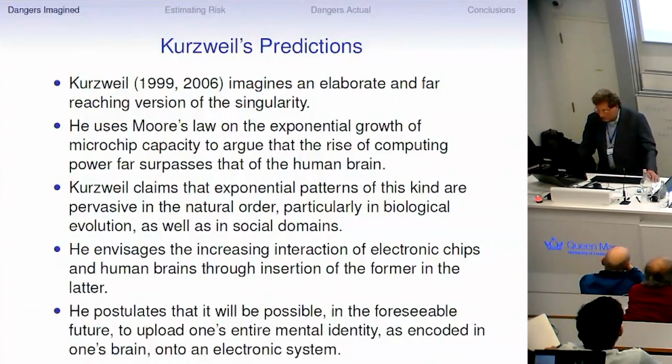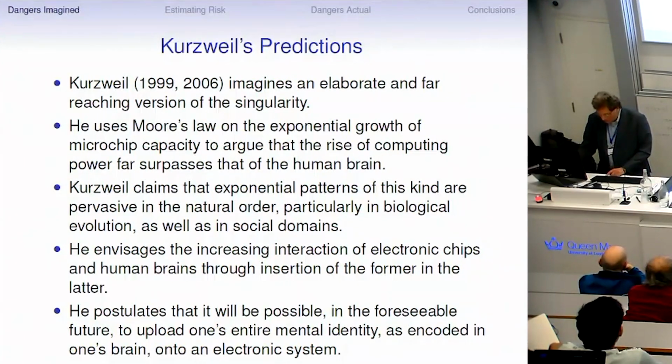He even goes as far as to say that he foresees a situation in the future where people can and do upload their entire mental identity as encoded in the brain onto an electronic circuit board. Okay, so this is why he calls these devices spiritual machines. So that's Kurzweil. You'll get a sense of how I react to this. I'm trying to use fairly neutral language to describe it.